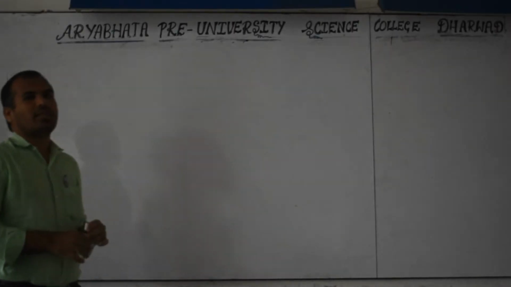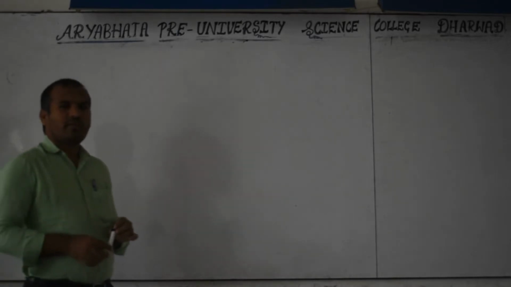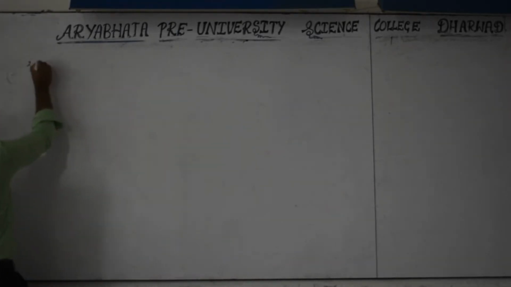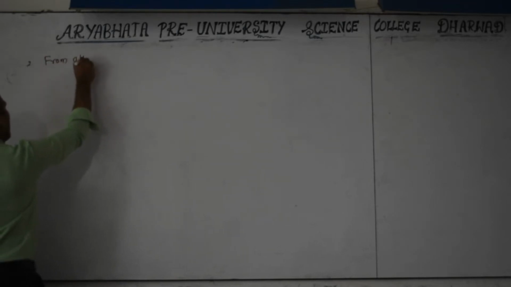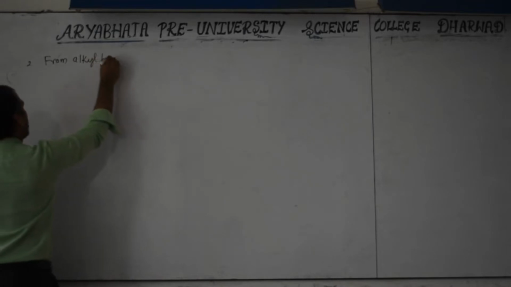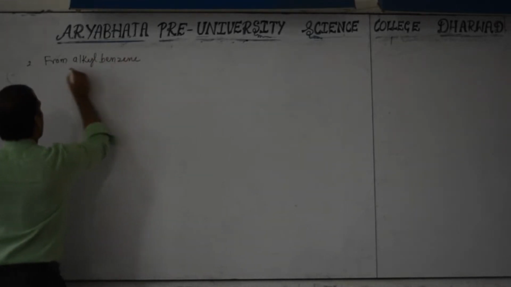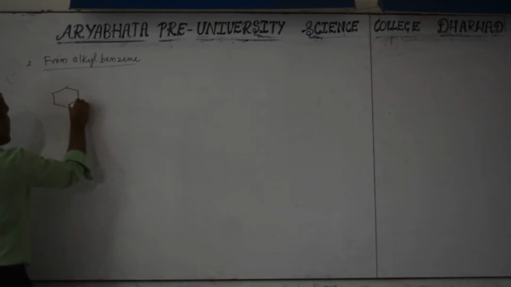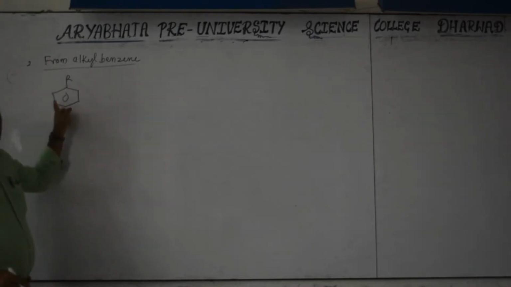In the last class I discussed the preparation of carboxylic acid. The second method is from alkyl benzene. On benzene, any alkyl group is there irrespective of its length. This is benzene, and on it there is an alkyl group.